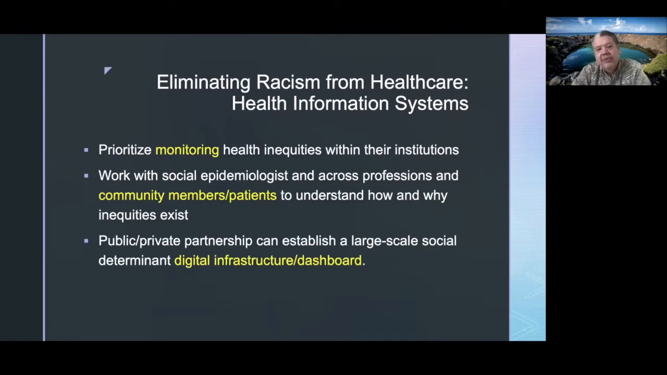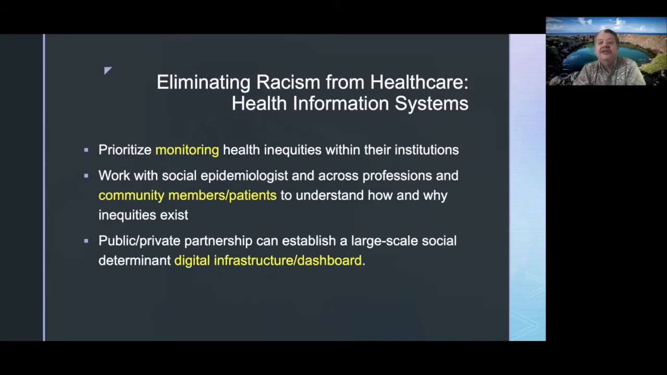And I think that what we need to do is start looking at our own data, which means we collect our own data and we have to look at our own data and we have to look at inequalities and think about where it is that we can make change. Social epidemiologists, as well as other professionals like myself, as well as community members and patients, we understand why some of these things exist, and we can work together to address some of these issues.